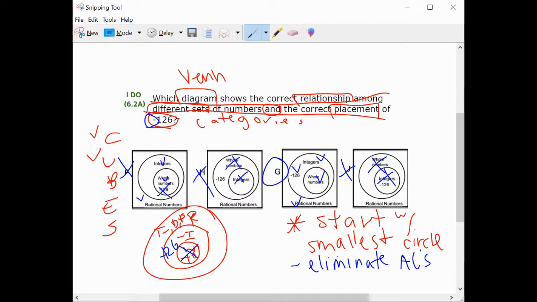All right, so what did I do? I made sure I read the directions carefully. I made sure to draw my own Venn diagram. Then I started with the smallest circle to place the number. And finally, I eliminated answer choices that did not match what I drew. I have to remember that just because negative 126 is a rational number, it does not automatically go in that bigger category. Because if we can put it in an even smaller box, we should.